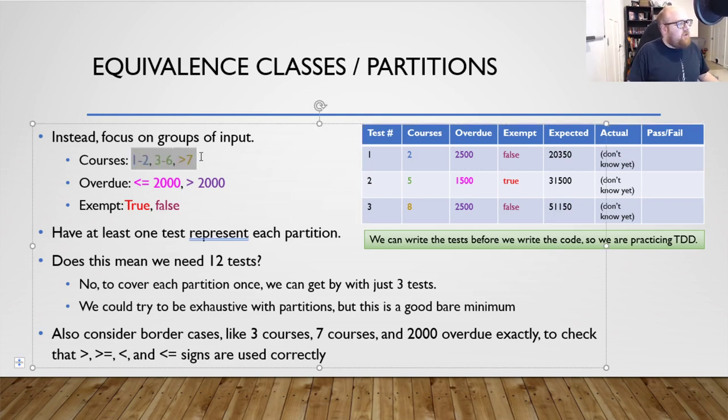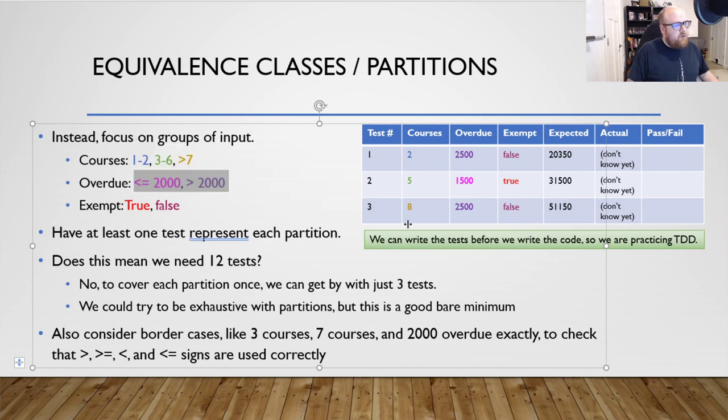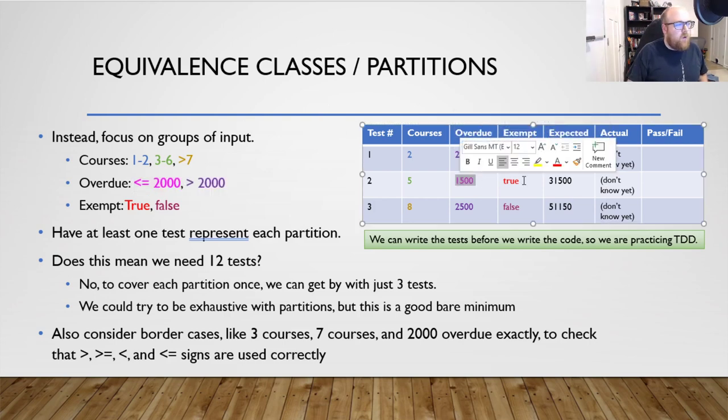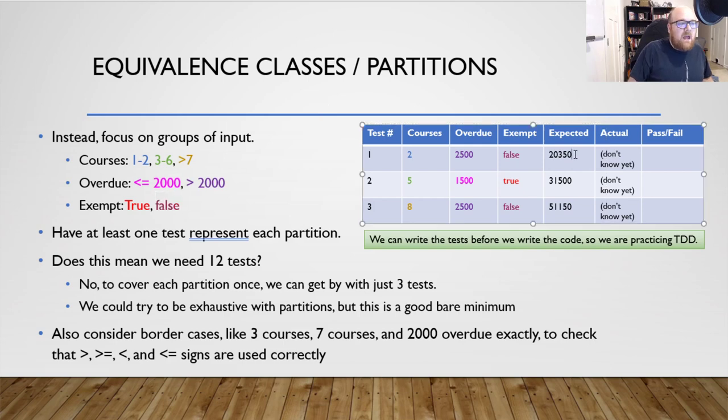First, we have 3 partitions for courses: 1 and 2, 3 through 6, and greater than or equal to 7. So test number 1, courses is 2, test number 2, courses is 5, test number 3, courses is 8. Similarly, I have 2 overdue partitions, less than or equal to 2,000 and greater than 2,000, and I color-coded them, so tests 1 and 3 use the first partition, test 2 uses the second. Exempt, true and false: test 2 uses true, tests 1 and 3 use false. From there, just by hand, I can calculate the actual output based on the specification. And these are those numbers calculated by hand, and I can use that to write my tests.